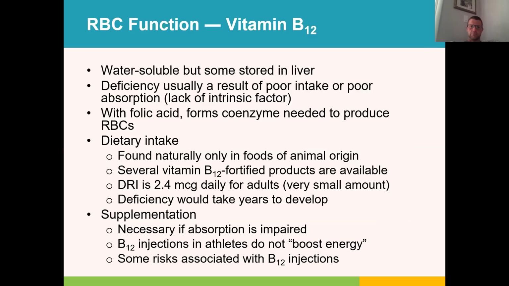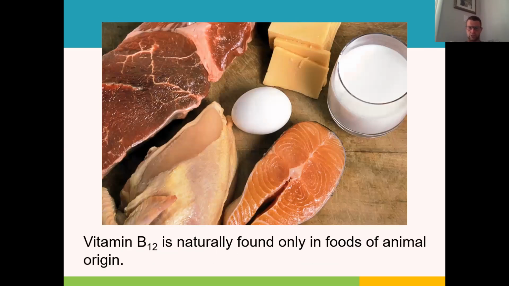Red blood cell function, vitamin B12, water soluble, but some is stored in the liver. Deficiency is usually a result of poor intake or poor absorption, lack of intrinsic factor. With folic acid it forms coenzymes and you produce red blood cells. Dietary intake, found naturally only in foods of animal origin. Okay, again, we talked about that. Several vitamin B12 fortified products are available. The DRI is 2.4 micrograms daily for adults, a very small amount. Deficiencies would take years to develop. Supplementation is necessary if absorption is impaired. B12 injections in athletes do not boost your energy, and some risks are associated with the B12 injections.